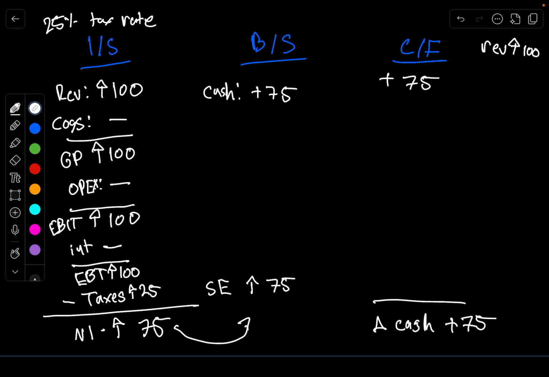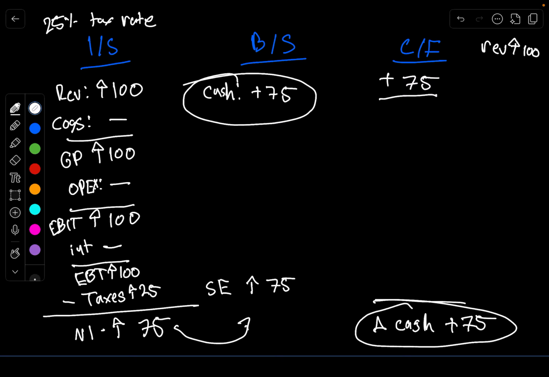We had $100 worth of revenue. After taxes, we had an increase of $75 to our net income. That flows through to our cash flow statement. So we have 75 more dollars, right? That's going to lead to us having $75 more in cash. That cash is going to sit on our balance sheet as a cash balance. And that net income flows through to our shareholders' equity.